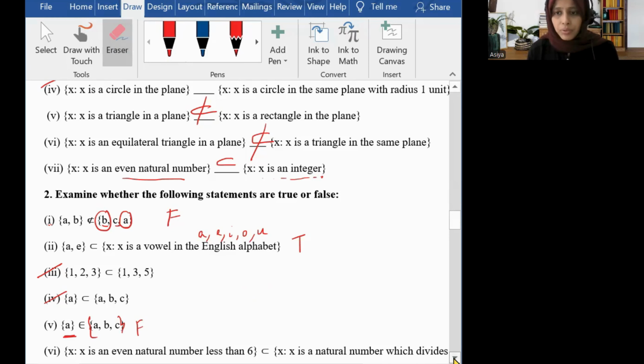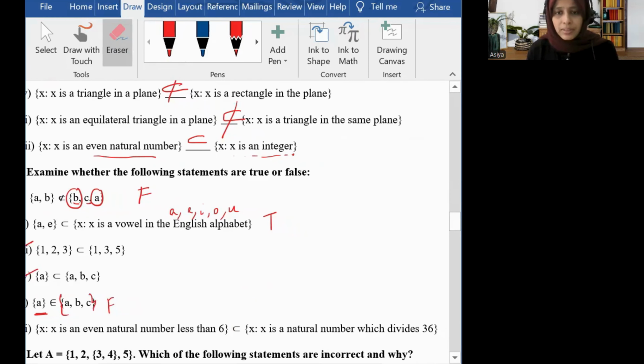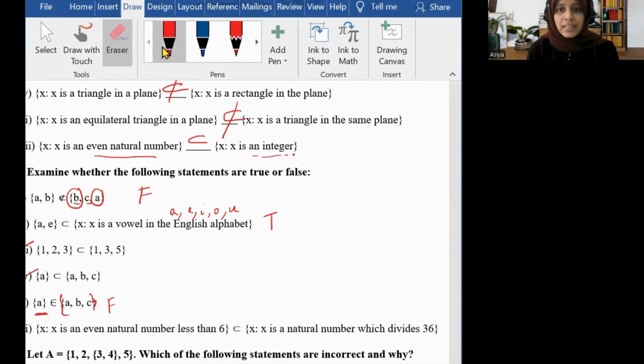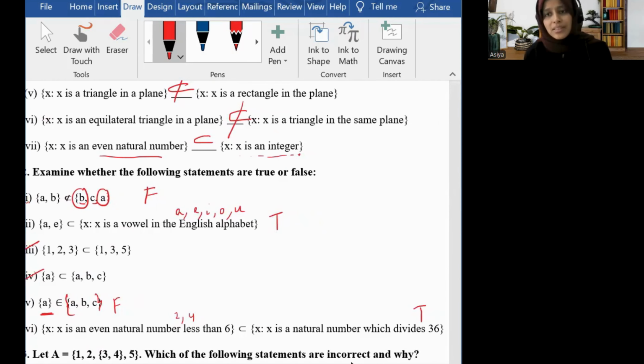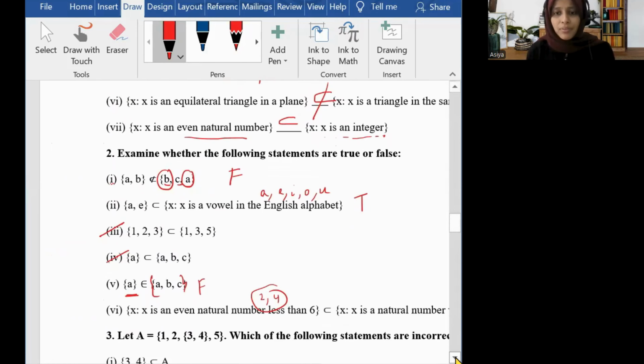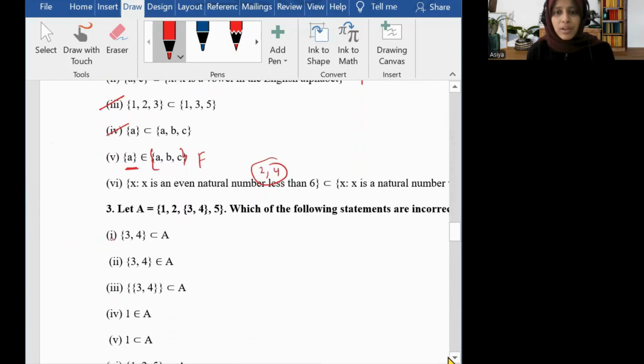Now, moving on to the next question. X is an even natural number less than 6. What are my even natural numbers less than 6? 2, 4. And X is a natural number that divides 36. I have many numbers that divide 36 and 2 and 4 are included. So this is true. Yes or no? What are the numbers that divide 36? 1, 2, 3, 4, 6, 9, 12. So 2 and 4 are already included in it. So yes, it is a subset. Now, moving on to the third question.